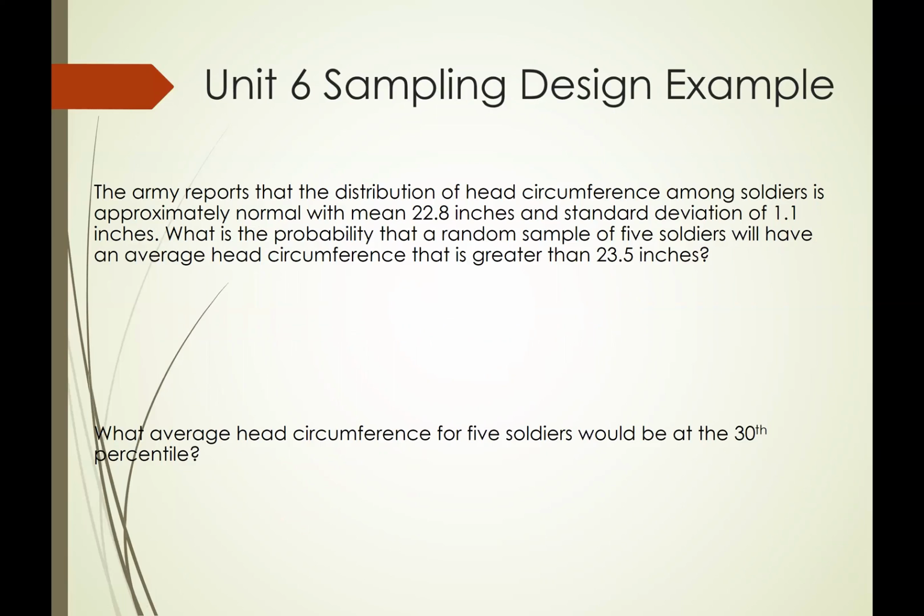The Army reports the distribution of head circumferences among soldiers is approximately normal. So they're telling us it's normal, with a mean of 22.8 and a standard deviation of 1.1. I don't know why they know that, but they do. What is the probability a random sample of 5 soldiers will have an average head circumference that is greater than 23.5? So we're not just looking at what percent of soldiers have a head circumference above 23.5. Now we're looking at a sampling distribution. We're saying if we take a sample of 5 soldiers, what is the probability that the average circumference is greater than 23.5? So this is a sampling distribution.